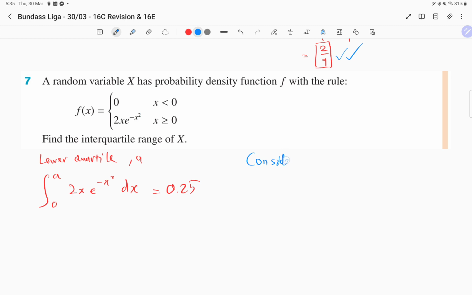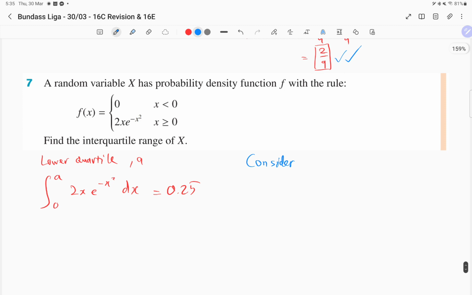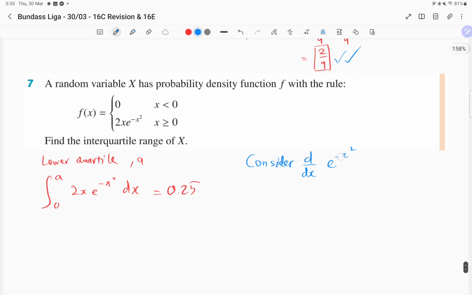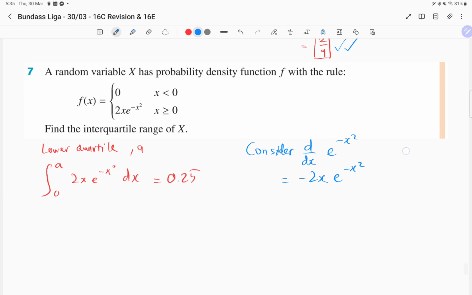Remember this? See how this is e to the power of something, and that something looks similar to, when you derive it, you get sort of like 2x, right? So remember the idea of deriving this term, just deriving that part. This would equal minus 2x e to the power negative x squared. Does that make sense? Yeah?